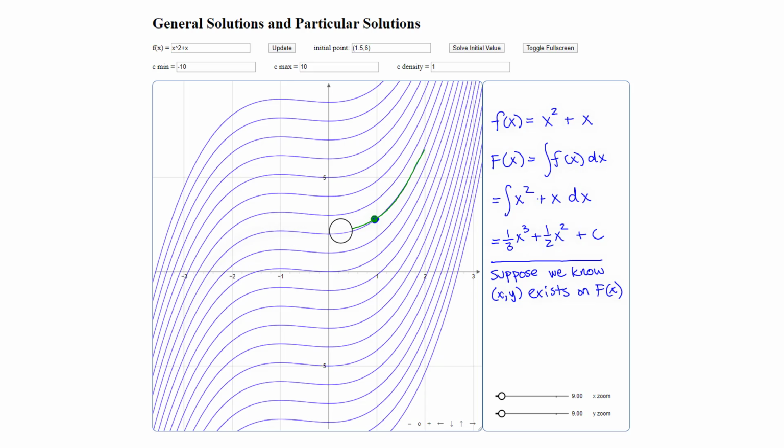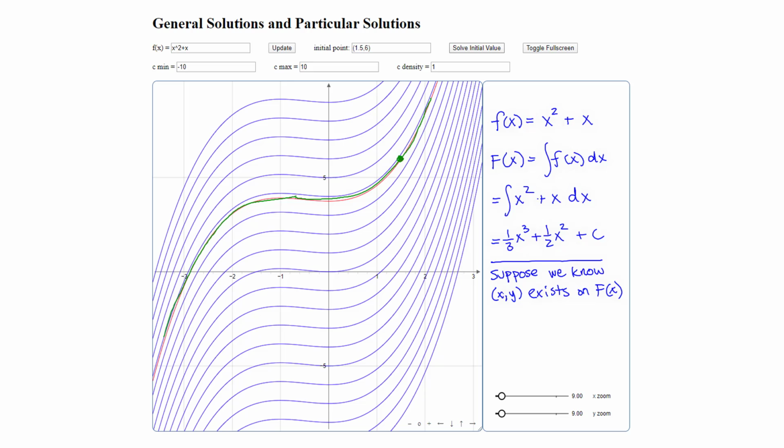So, for instance, let's say that the point we know is 1.5 and 6. There is that point, located right here, 1.5 and 6. This is the only curve out of all of these that passes through that particular point. So that's what's known as a particular solution, or sometimes these are called initial value problems.